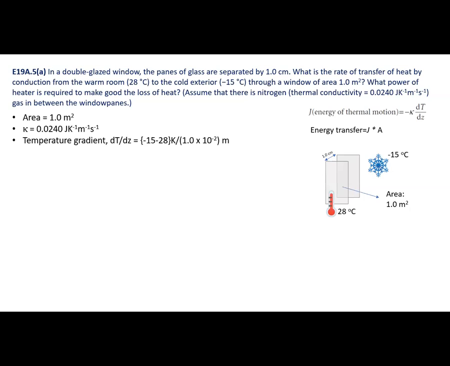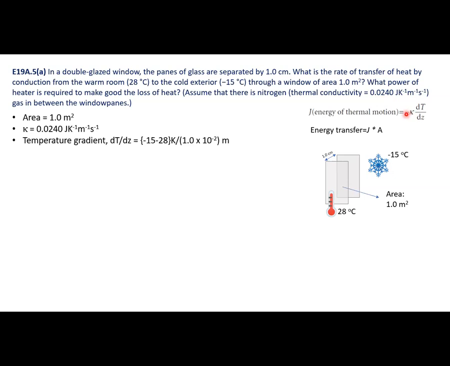Right, let's get to some of the practical problems that we encounter in our day-to-day lives. In a double glazed window, the panes of glass are separated by 1 centimeter. Let's say that this is a window with two glass panes, which are separated by 1 centimeter.